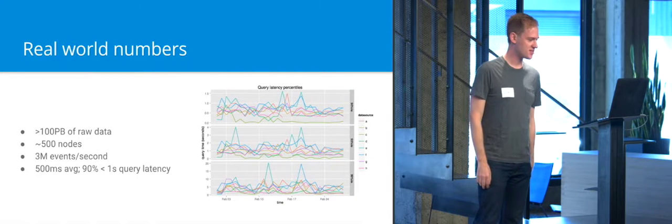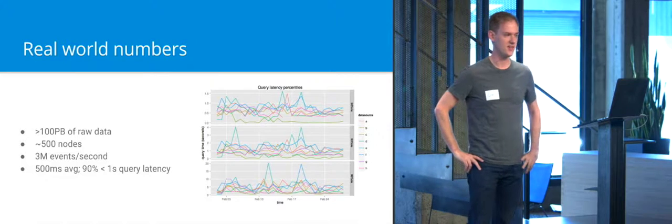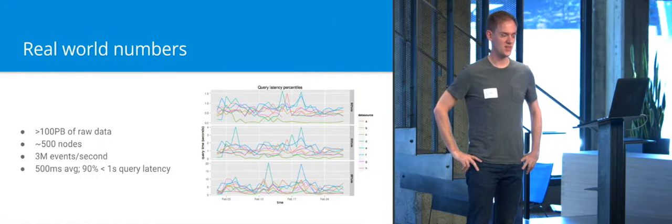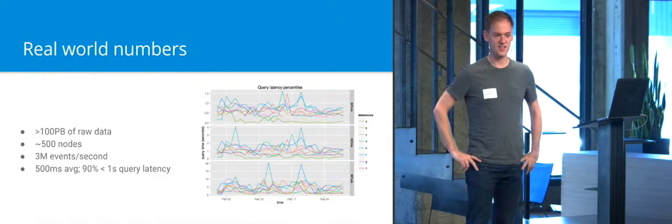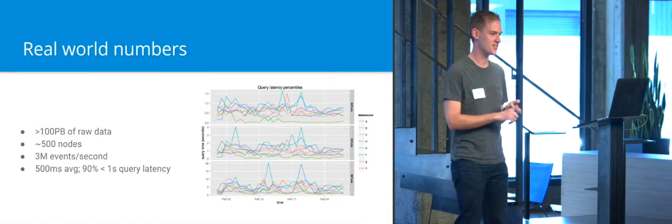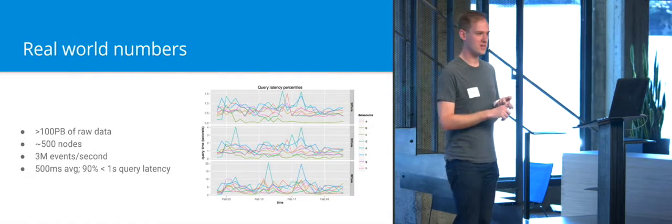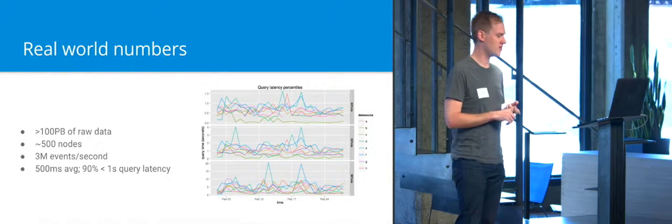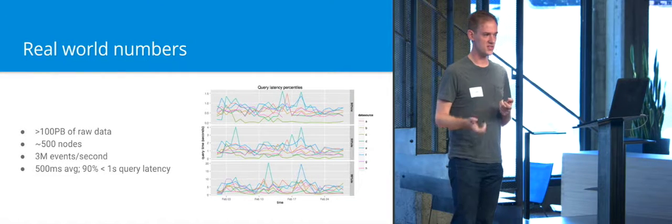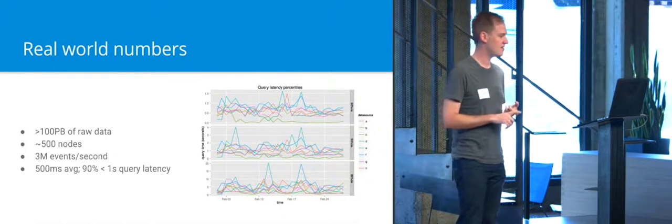Some real world numbers. These are numbers from the original Druid cluster that we worked on. That cluster comprises over 100 petabytes of raw data. That's not actually 100 petabytes in the cluster because that data has been compressed and summarized. I think in the cluster it's not quite a petabyte, a few hundred terabytes. It's a few hundred nodes. The cluster is currently ingesting 3 million events per second.